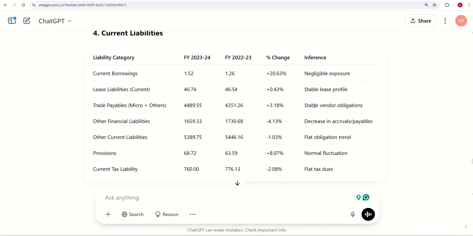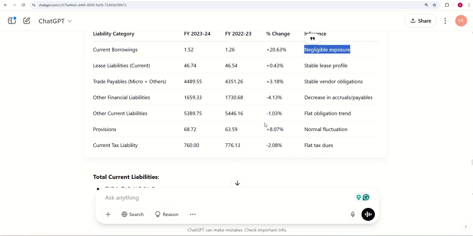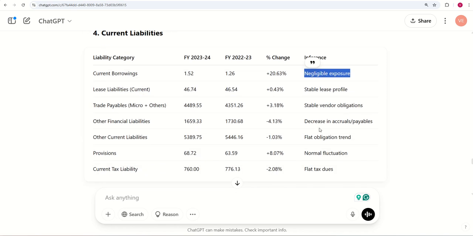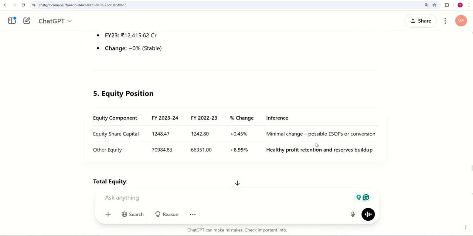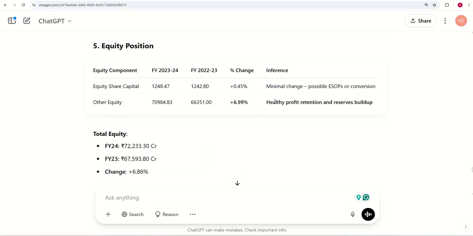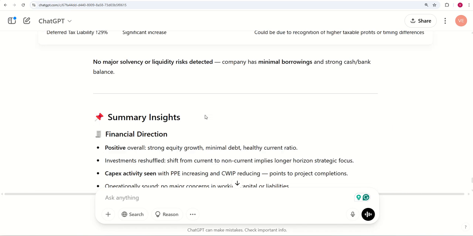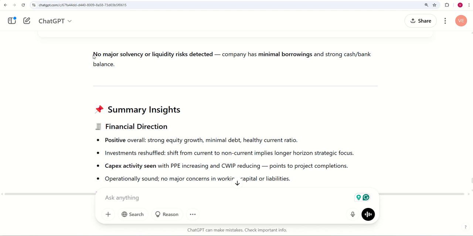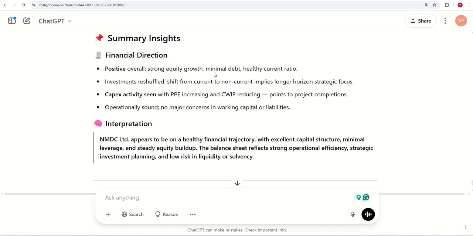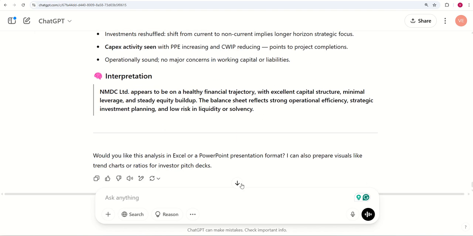So current liabilities, like current borrowings, negligible exposure. So almost everything under current liabilities is normal. Equity position: healthy profit retention, does build up a huge amount of reserves. Financial ratios: no major solvency or liquidity risk detected. I can put here also, please comment on the investment desirability of this from this analysis.